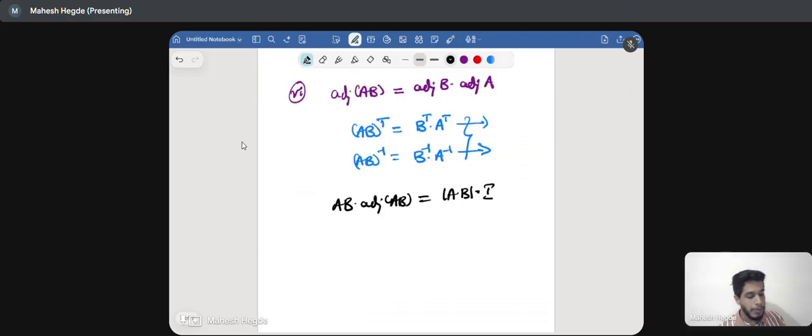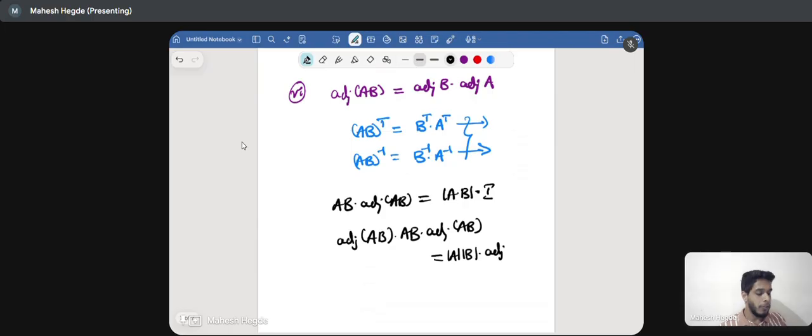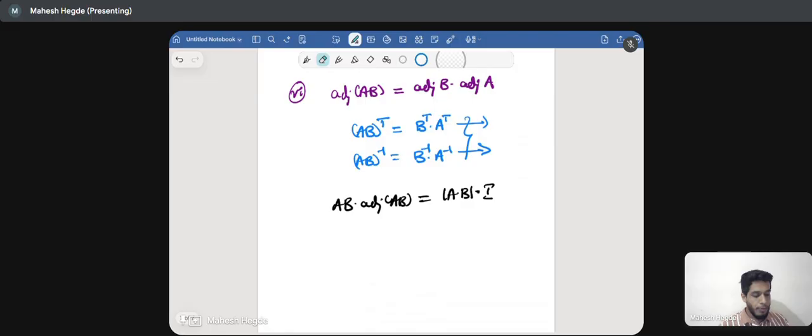So again I'll pre-multiply with adjoint of AB on both sides. Adjoint of AB matrix into AB matrix into adjoint of AB is equal to determinant of A into determinant of B. I have pre-multiplied with adjoint of AB. So as we can observe, AB into adjoint of AB is equal to determinant of AB into identity matrix.